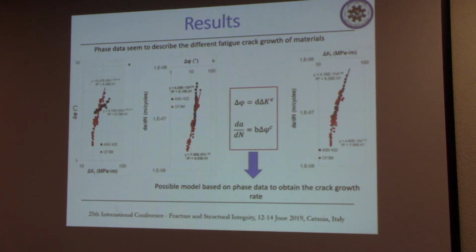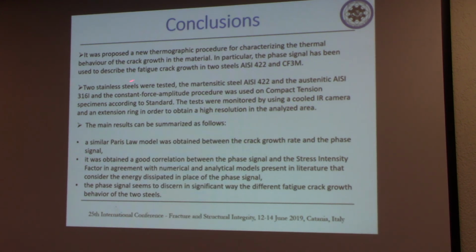Okay. In conclusion, a new thermographic procedure was proposed for characterizing the thermal behavior of crack growth in two different steels. The main results: a similar Paris law model was obtained between the crack growth rate and the phase signal. A good correlation between the phase signal and the stress intensity factor has been obtained, in agreement with numerical and analytical models present in the literature. The phase signal seems to discern in a significant way the different crack growth behavior of the steels.